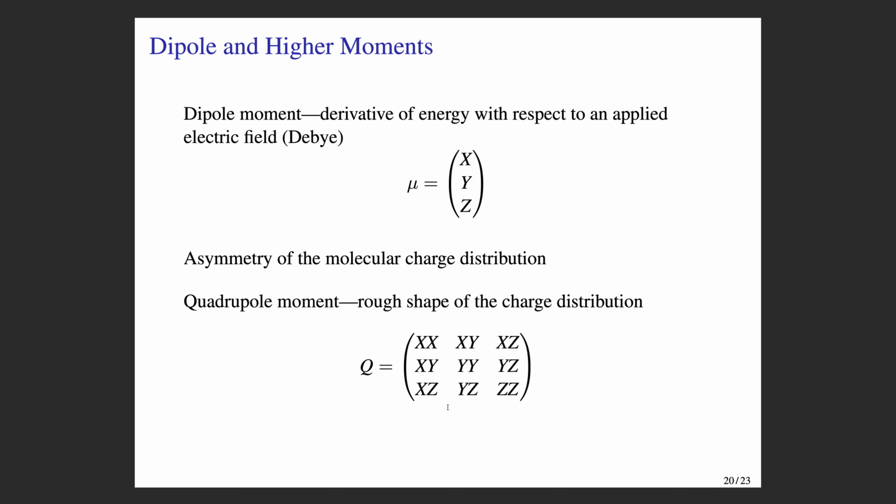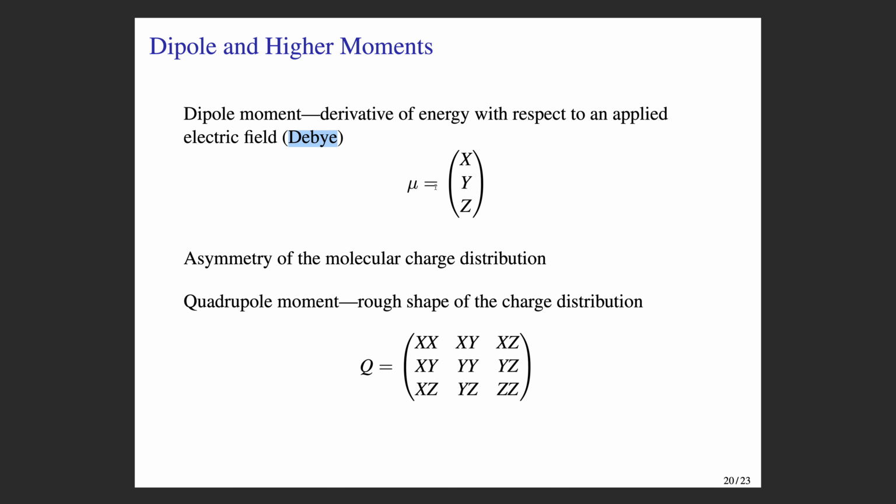We can think of the dipole moment as an asymmetry in the molecular charge distribution. Its formal definition is the derivative of the total energy with respect to an applied electric field, and it's usually reported in units of debye. I don't think this is the SI unit for the dipole moment, but it's one that's often used for reporting dipole moments. It's a convenient unit to use in that regard.